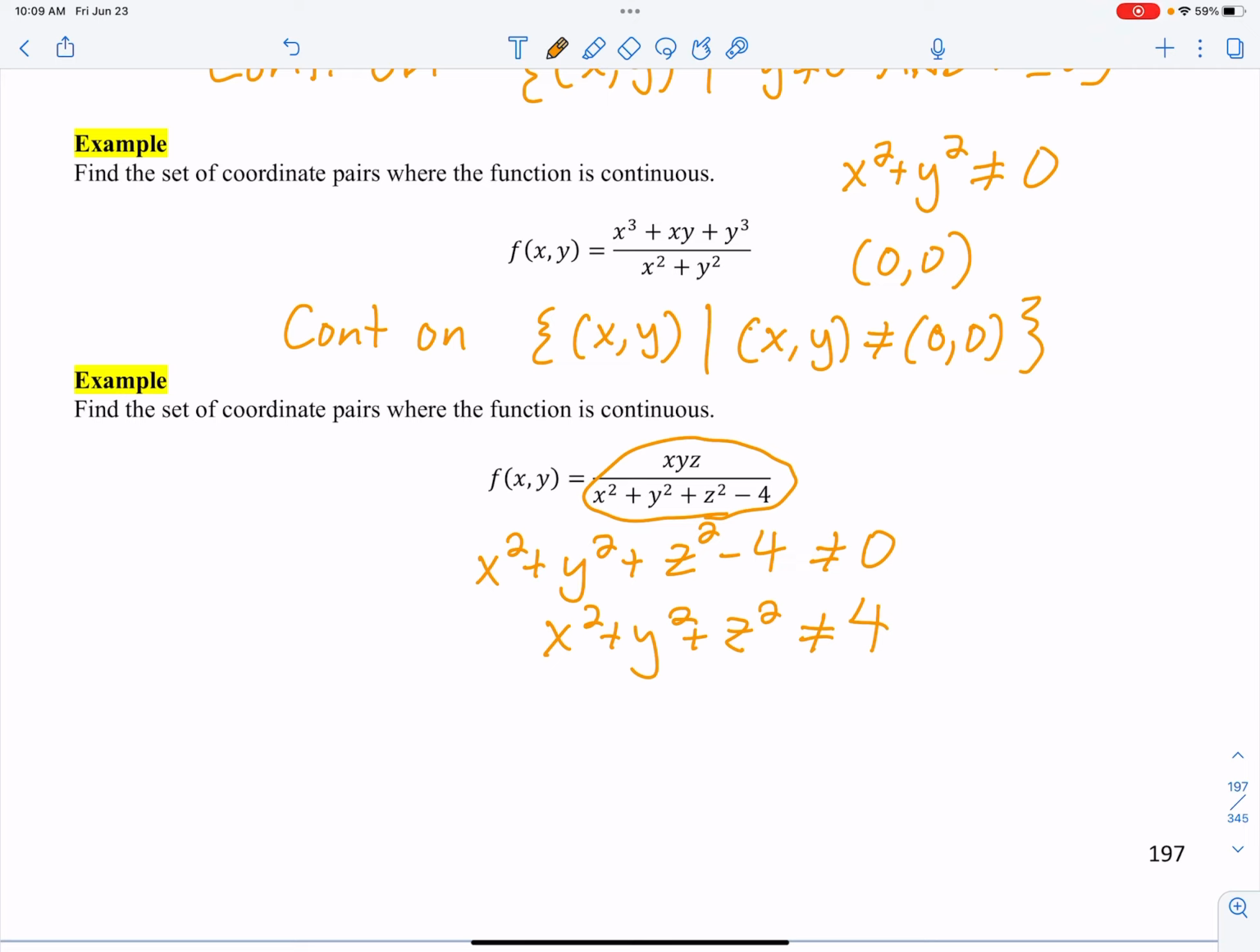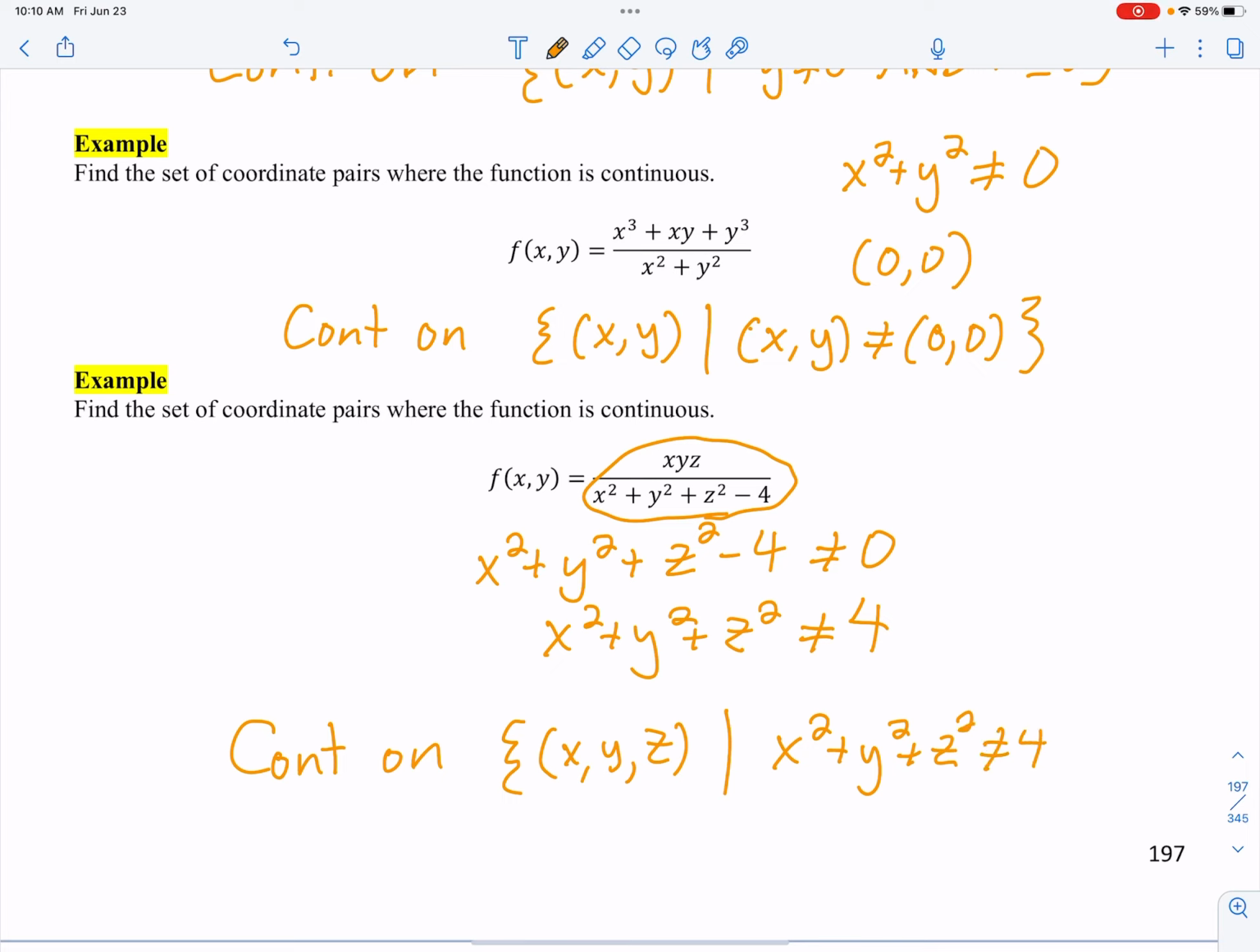So the only thing that's not going to work, the only surface, is this sphere that has a radius of 2. So this is continuous on everything except for that sphere. So that's all x, y, and z such that x squared plus y squared plus z squared can't equal 4. That would cover every x, y, and z that, when I square them and add them together, are not equal to 4. So in our domain, we're just missing a sphere of radius 2, centered at the origin.